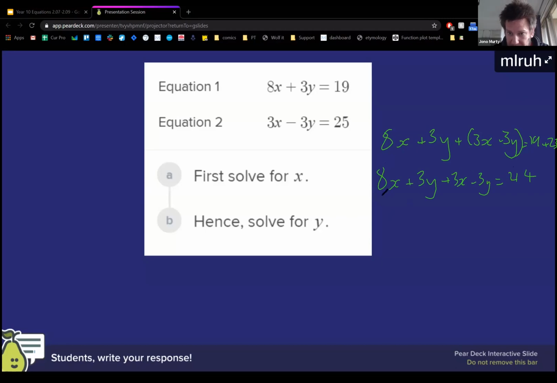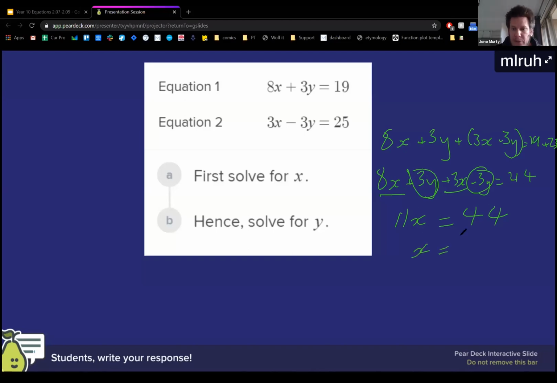We can now collect the like terms. 8x plus 3x is 11x, plus 3y minus 3y, they vanish. Now, if you ever end up with an x and a y term once you've done this step, you've probably done the wrong step, because the whole point of this step is to get rid of one of the x's or the y's. In this case, much easier to get rid of the y's first. So we've got 11x is equal to 44.